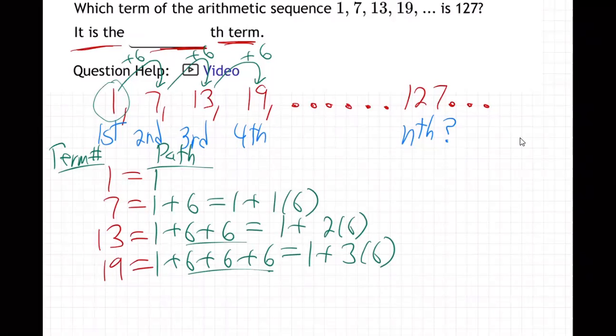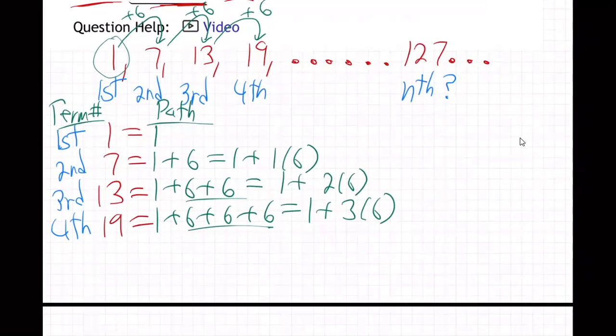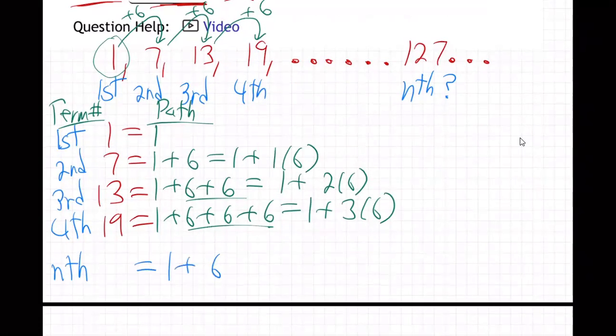So what are we going to do now? Let's write the term numbers. This is the first term, second term, third term, fourth term. And so we want to come up with a formula for the nth term, right? So what's that going to be? 1 plus 6 times (n minus 1). Exactly. We all good with that?